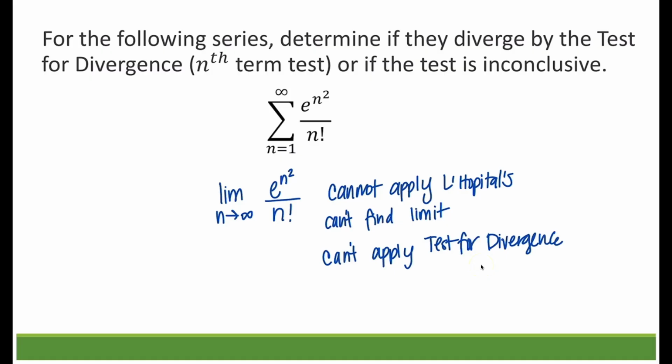Now, eventually, as I mentioned, we are going to learn other tests, ones that are going to really help us when factorials are involved. But on this particular example, I can't find this limit at infinity, so I can't even apply the test for divergence.